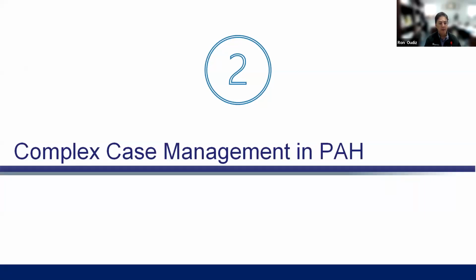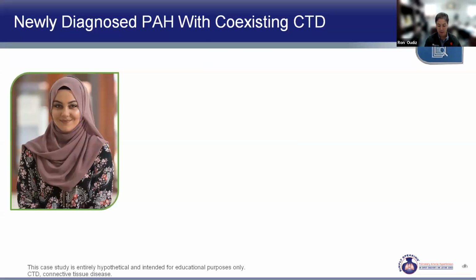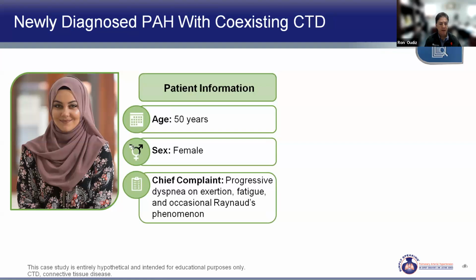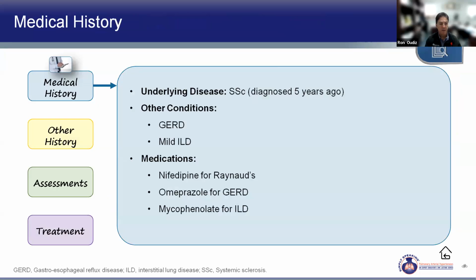So next, we're going to move into the 4 cases that we talked about, complex case management in PAH. This first case is a newly diagnosed patient with coexisting connective tissue disease, one of those non-modifiable risk factors. She's 50, and her complaint is progressive dyspnea on exertion. She has fatigue, and she has occasional Raynaud's phenomenon. We're going to look at her medical and other history and assessments and talk about her treatment plan.